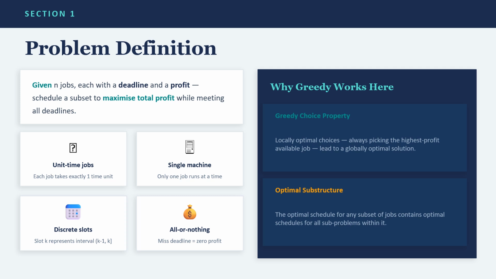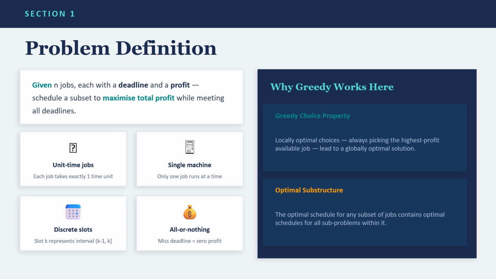Constraint 2. Only 1 job can run at a time. This is a single machine model. Constraint 3. Time slots are discrete. Slot 1 covers the interval 0 to 1, slot 2 covers 1 to 2, and so on. If a job has deadline D, it must complete within slot 1 through D.